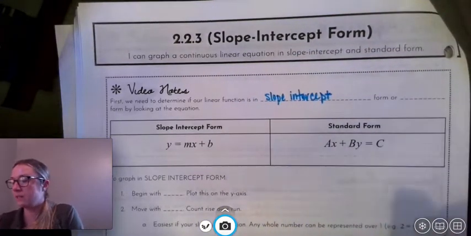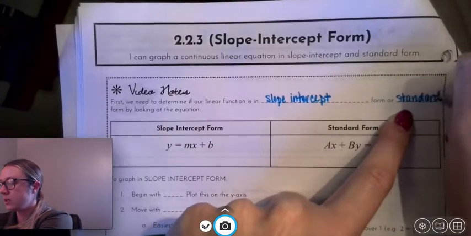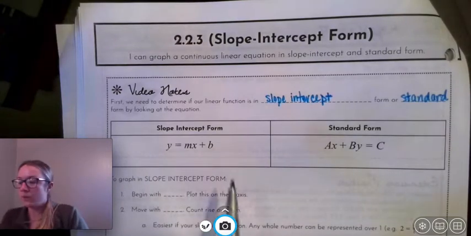So first we need to determine if our linear function is in slope-intercept form or if it's in standard form. And so this is what it could look like.